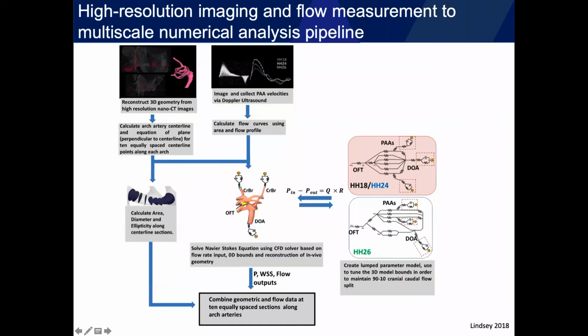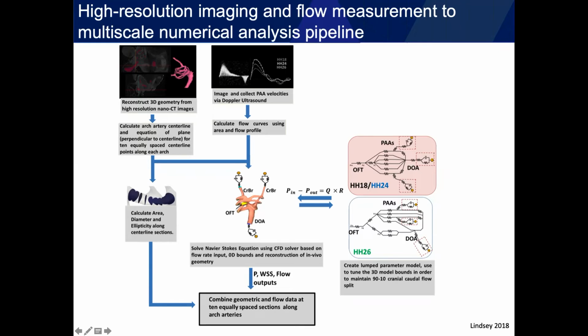And so that's how we came up with this high resolution imaging and flow measurement, multiscale numerical analysis pipeline. And so we have our Doppler, we have our 3D reconstructions, and then from our 3D reconstructions, we're going to get the center lines. We do that using the vascular modeling toolkit. And then along the center lines, we're going to take measurements at 10 equally spaced sections for each of our arches. And so that way we can get all of our morphological data, and then we can also get all of our hemodynamic data once our simulations are performed.